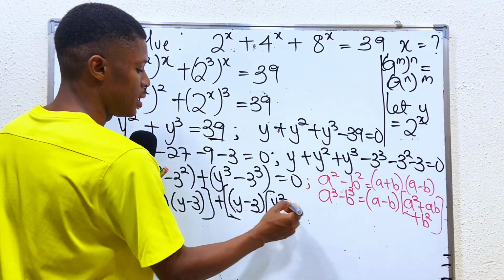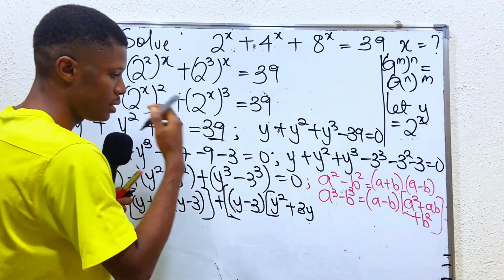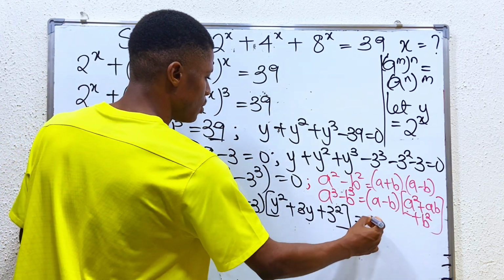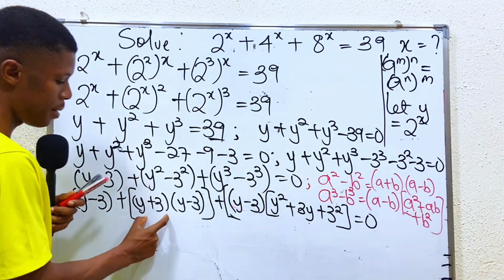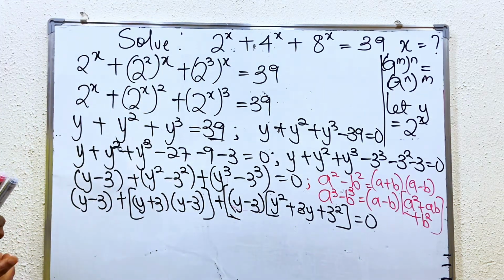3 times y, which is 3y. What do we have next? Plus 3 squared, and that's equals to 0. Observe that y minus 3 is in each term. So we can factor it out.